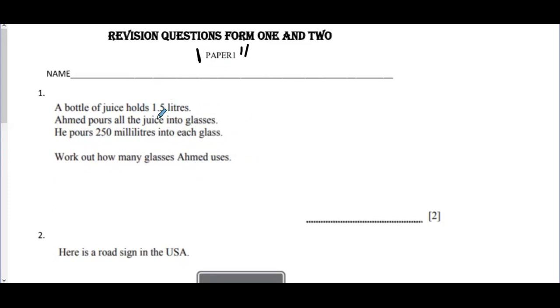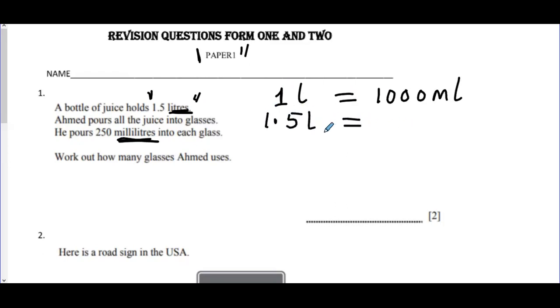So we have two different units. One is liters, another one is milliliters. So you have to change liters into milliliters. That 1 liter equals 1,000 milliliters. Now, how about 1.5 liters? This will be equal to 1.5 times 1,000 divided by 1. So it will be 1.5 times 1,000. The answer you get, you're going to need to divide by 1.